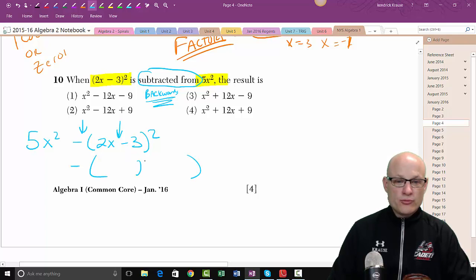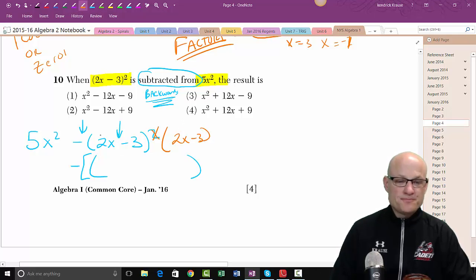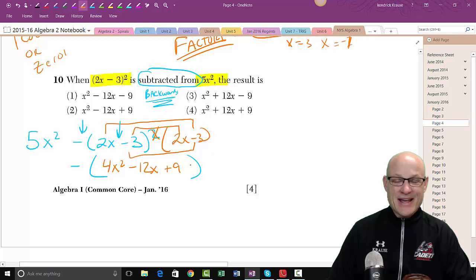I'm just going to do it all one time. You know that squared means multiply it by itself. So I don't need this anymore. Okay, so 2x times 2x is 4x squared. Then we've got minus 6 and minus 6, that's minus 12x, plus 9. Negative times negative is 9.